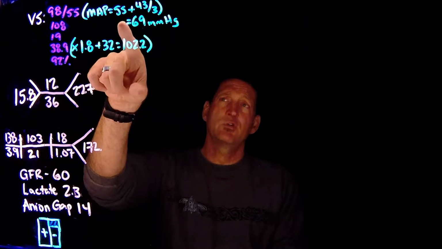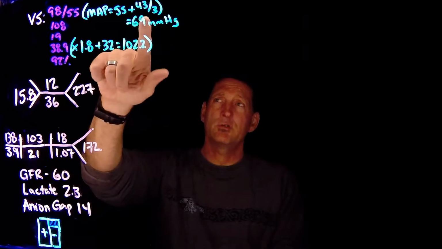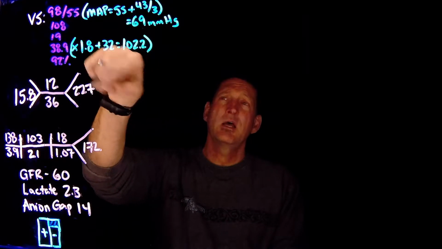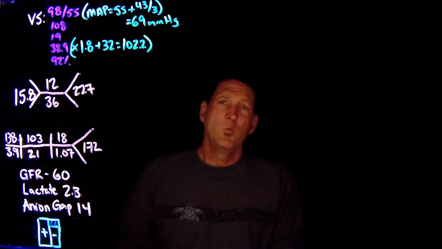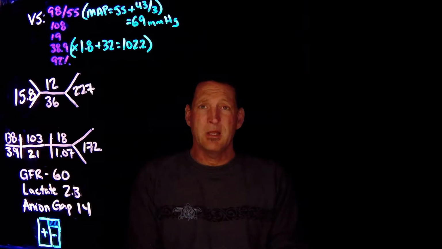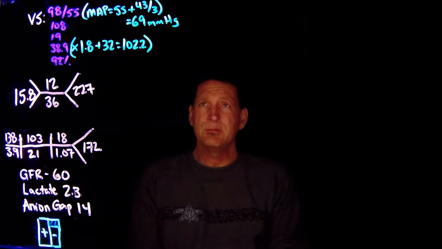In fact, if we calculate out her mean arterial pressure, we're good with it, because her mean arterial pressure is 55, which is your diastolic, plus one-third of your pulse pressure. Pulse pressure is systolic minus diastolic. We get 43. We divide that by 3, and then add that back into 55. We get a perfusion pressure of 66 millimeters of mercury. I'm completely happy with that, because we're going to perfuse the brain, the kidneys. We're going to have good tissue perfusion.